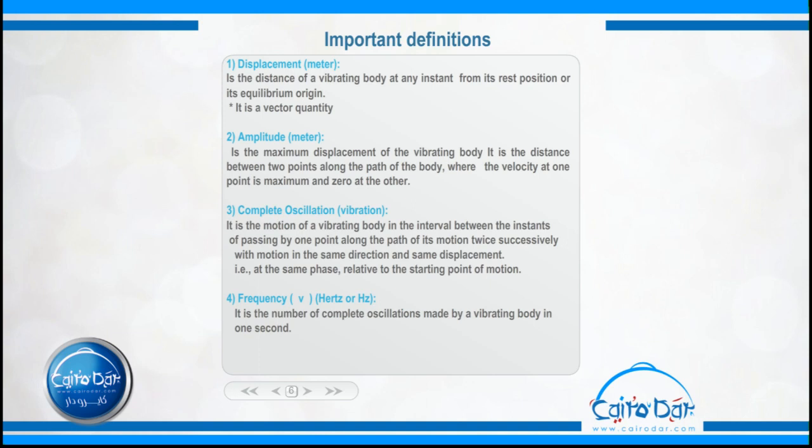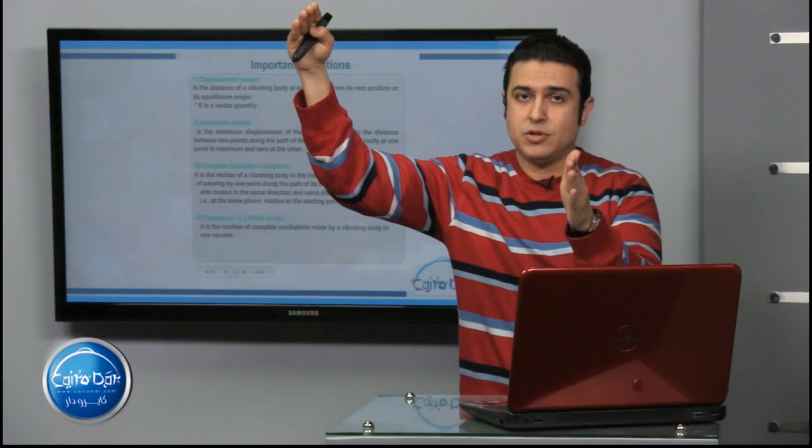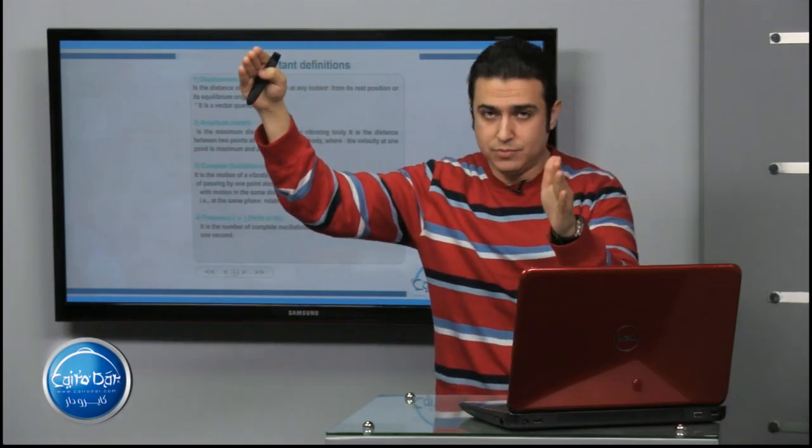It is called amplitude. So amplitude is the maximum displacement of the vibrating body. If this is the distance between 2 points, at one of the 2 points the velocity is maximum, but at the other point the velocity is 0. Maximum where? From the original position here, but the velocity is 0 where? At the final point here. So it is called amplitude.